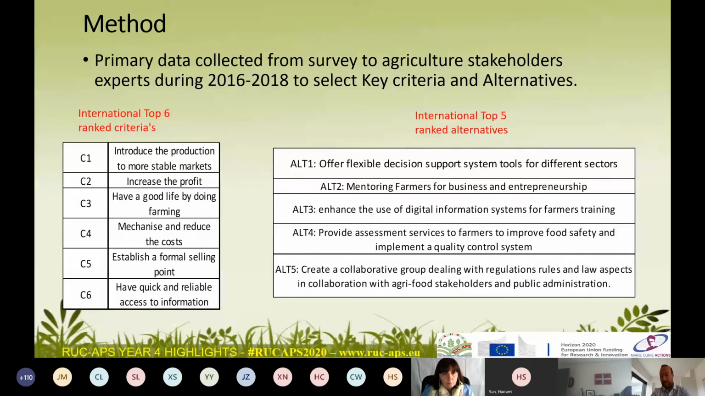And in order to cope with all these aspects, to try to find solutions to them, we identified 5 main alternatives. One is to offer a flexible decision support system tool for different sectors, mentoring farmers for business and entrepreneurship, enhance the use of digital information systems for farmers training, provide assessment service to farming to improve food safety and implement a quality control system, and create a collaborative group dealing with regulation, rules, and law aspects in collaboration with agri-food stakeholders in public administration.